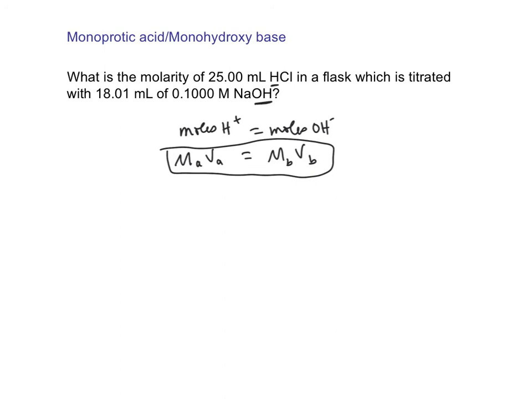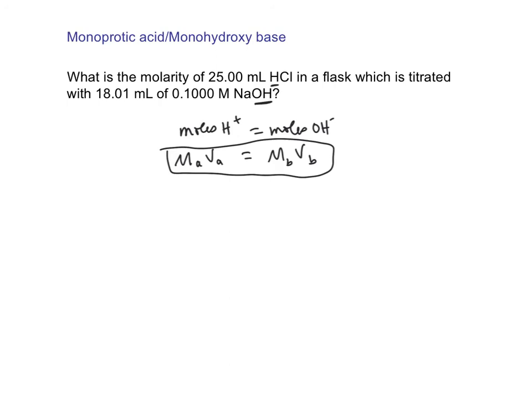So actually, let me grab my notes here on this stuff. I've got all this worked out. Find it. Okay. That's the one. Nope. 25 mL and 18.01. Where'd that one go? I can't find it.